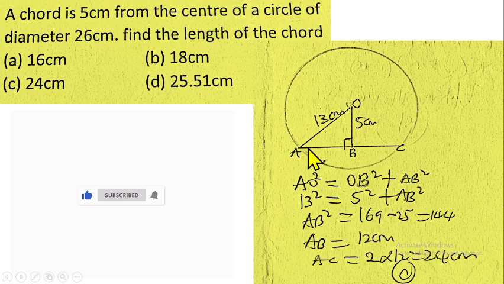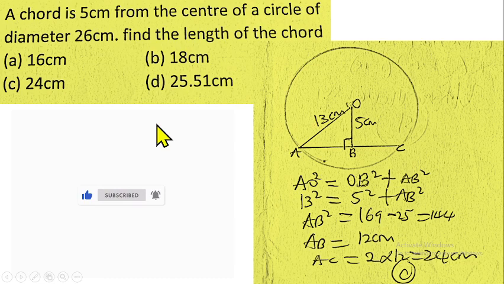So that means you have AO square equals OB square plus AB square. So 13 square equals 5 square plus AB square. So 169 equals 25 plus AB square. Collecting like terms, AB square will be 169 minus 25, equals 144. Square root of both sides will give us AB to be 12. So if AB is 12, that means BC is also 12. So the length of the chord, which is AC, will be 24, and option C is the correct option for that question.